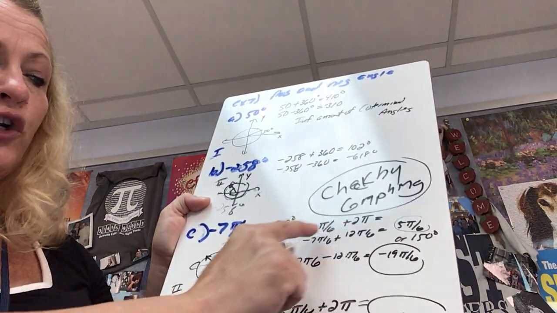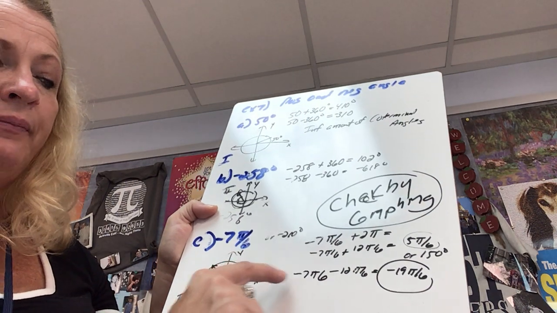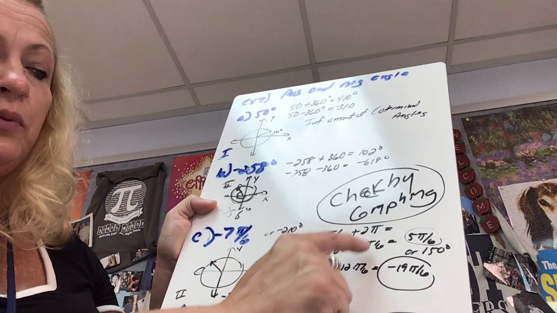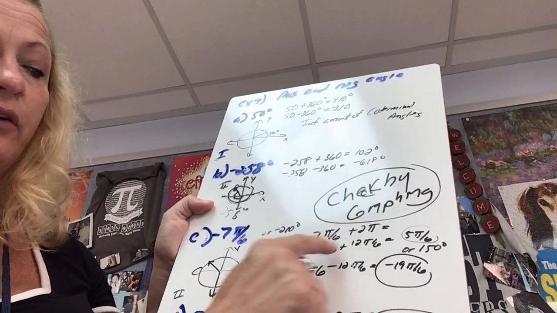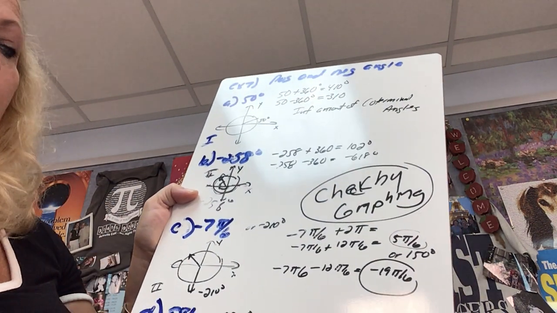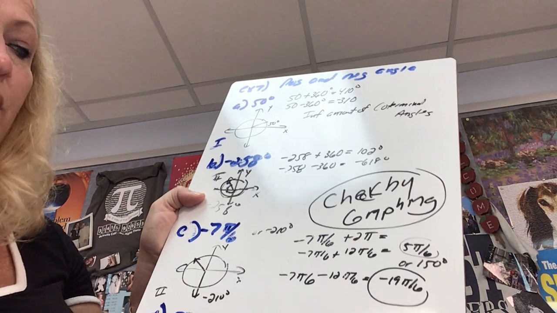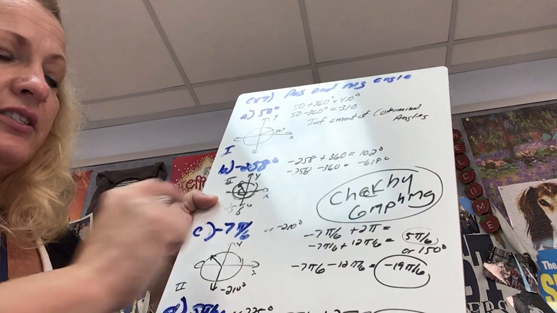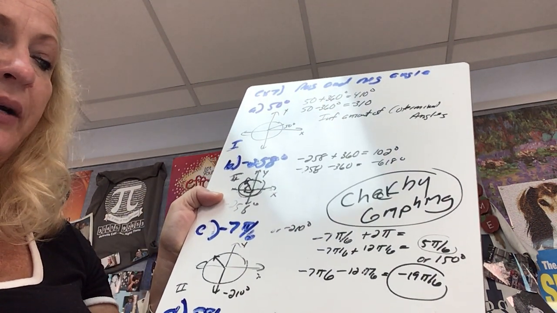So to find a coterminal angle, I can add 2 pi. So negative 7 pi over 6 plus 2 pi, or plus 12 pi over 6 to get a common denominator. That's 5 pi over 6. Okay, so 5 pi over 6 is coterminal with negative 7 pi over 6.